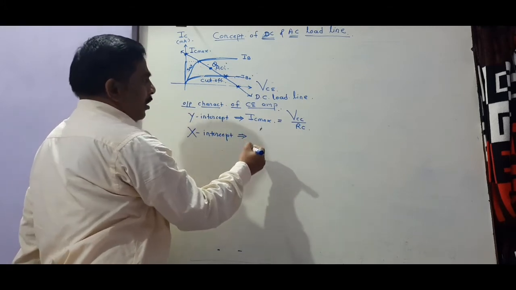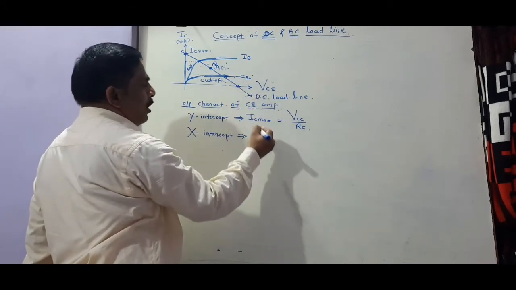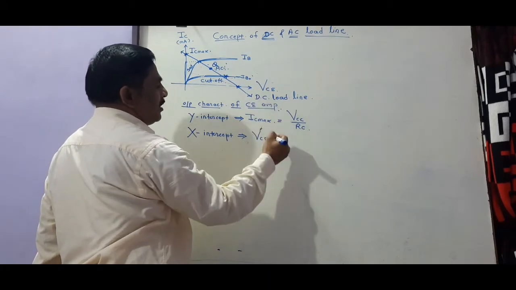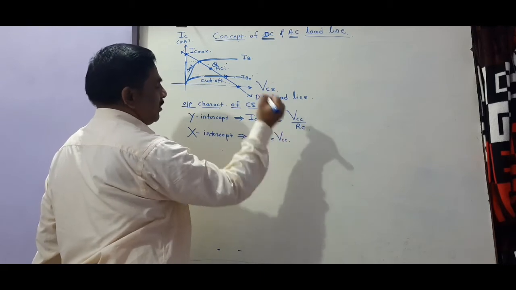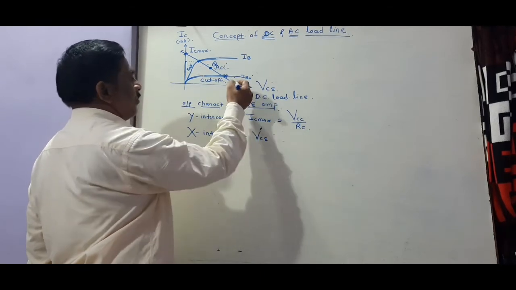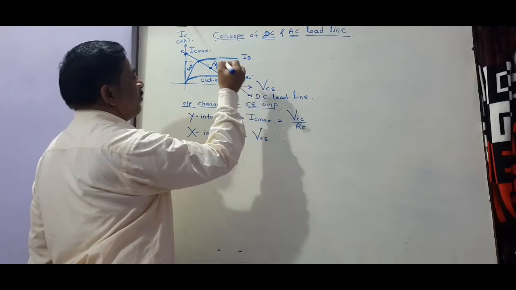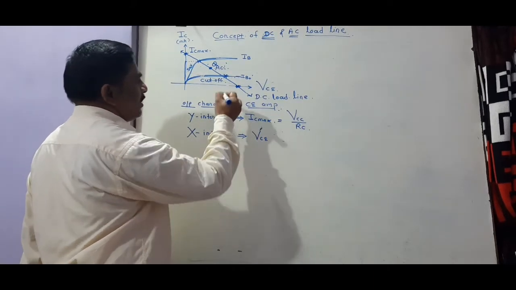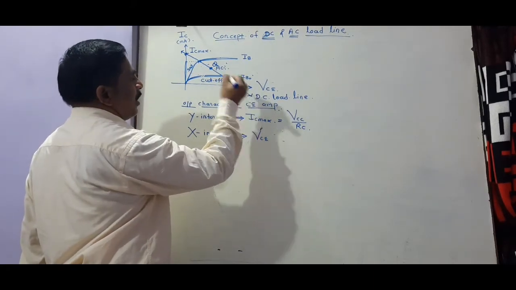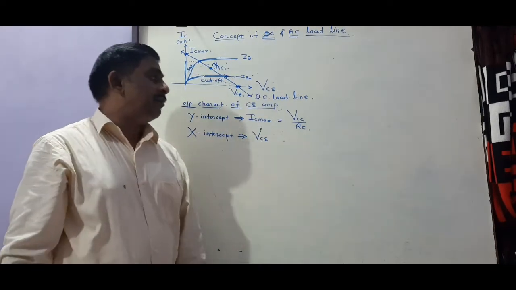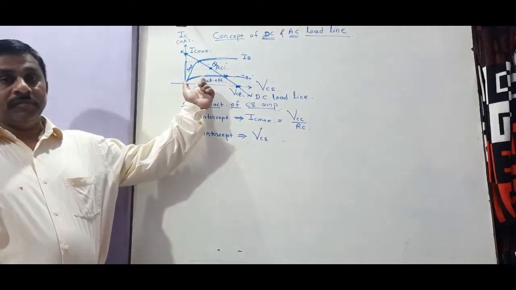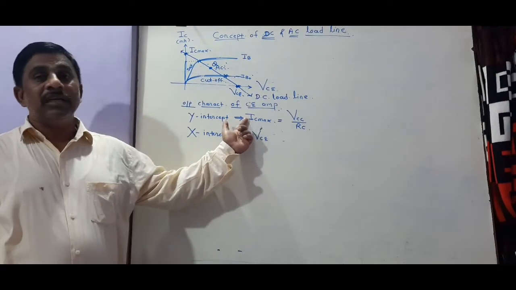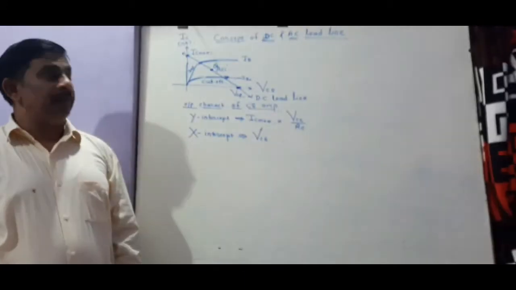Now the x-intercept, where the DC load line intercepts the x-axis, gives the maximum value of VCE, which is equal to VCC. So the x-intercept is VCE equal to VCC, and the y-intercept is VCC upon RC, which gives the maximum value of collector current IC max.